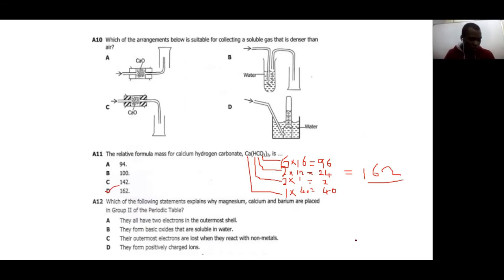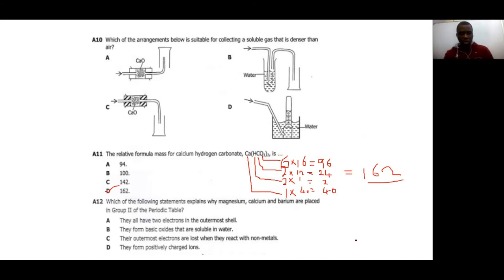Okay, question 12. The question reads, which of the following statements explains why magnesium, calcium, and barium are placed in group 2 of the periodic table? Now remember, a periodic table is simply a tabular arrangement of elements according to their increasing proton numbers. They were placed in groups and periods based on their physical and chemical properties.